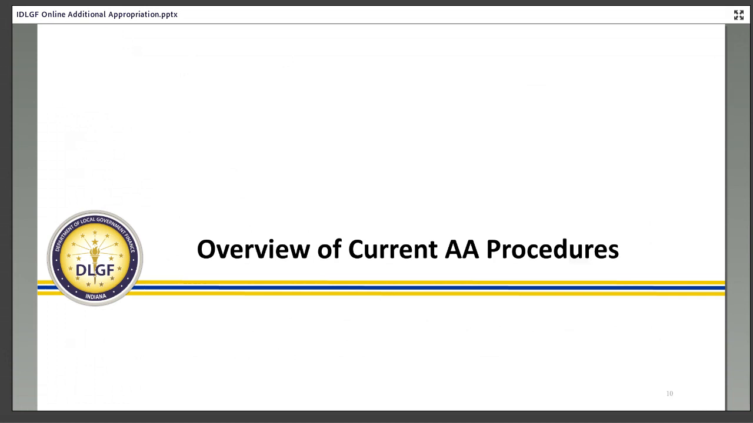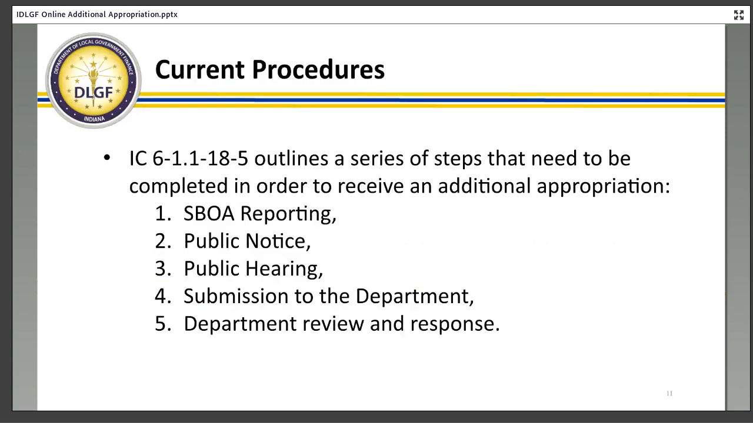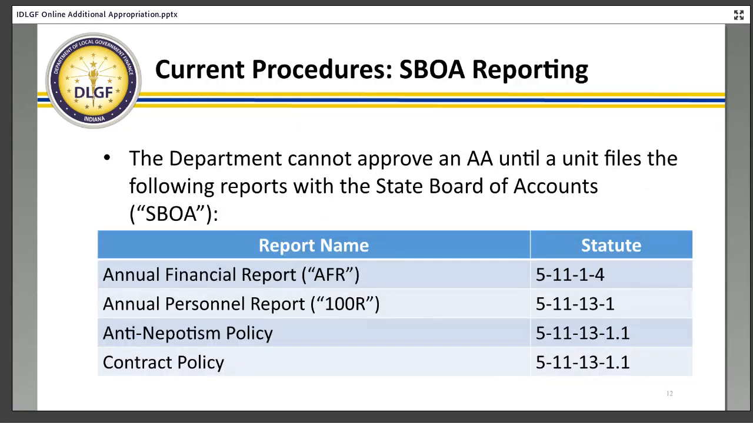Okay, so let's transition to the second phase of the presentation, and that is an overview of the current additional appropriation procedures. The code citation that we outlined before identifies a series of steps that need to be completed in order to receive an additional appropriation, and we're going to look at each one of the 5 bullets listed separately.